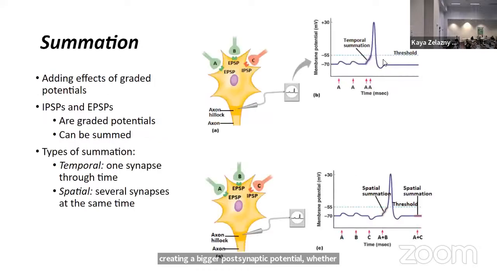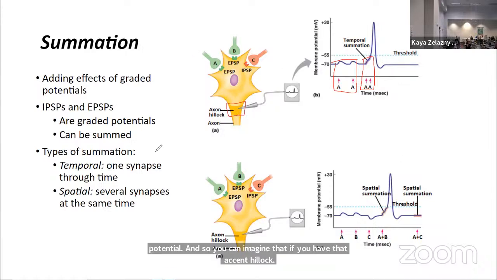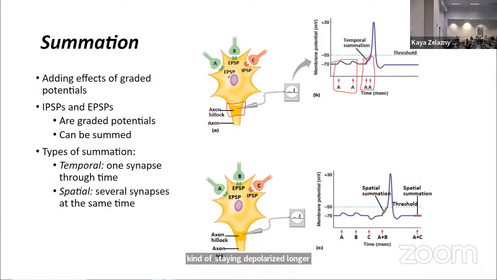Actually, I'm going to pull us back to the previous video. So essentially what we're saying is a little bit of that is what's happening in this temporal summation example, right? So if we have this slower frequency, we didn't add up to anything. When we have this faster frequency, we did add up to our threshold, releasing an action potential. And so you can imagine that if you have that axon hillock staying depolarized longer, you would end up with this more frequent signaling.